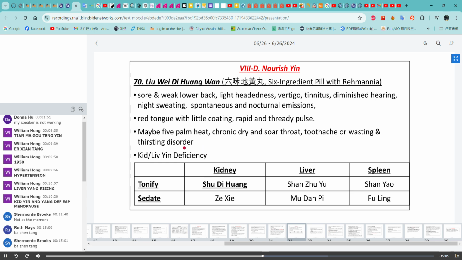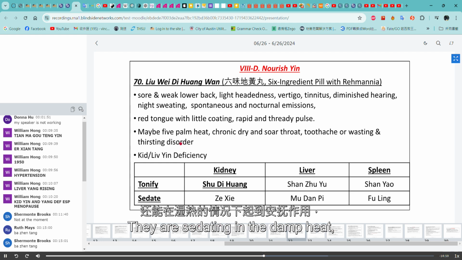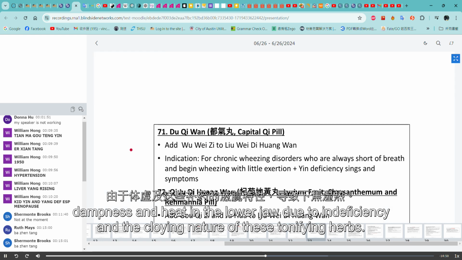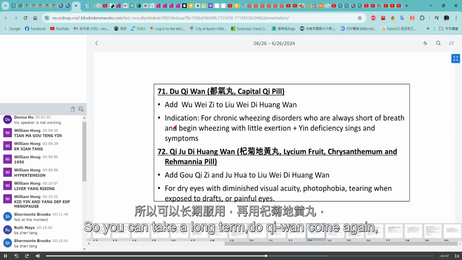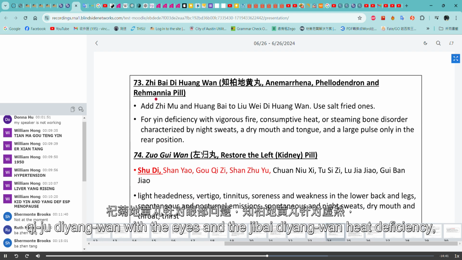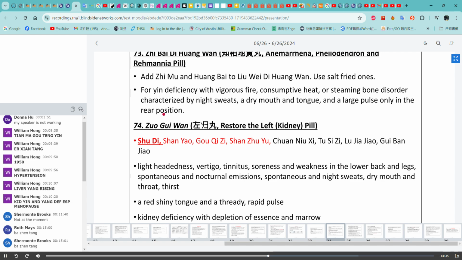Base is Liuwei Dihuang. They are well balanced because they're not only tonifying, they are also sedating the dampness and heat in the lower jiao due to insufficiency and the cloying nature of these tonifying herbs. So you can take it a long time. Then Zuogui Wan, again Qi Ju Dihuang with the eyes, and Zhi Bai Dihuang for deficiency heat, fire, and the Yougui Wan is more for long-term illness, a very debilitating patient condition.